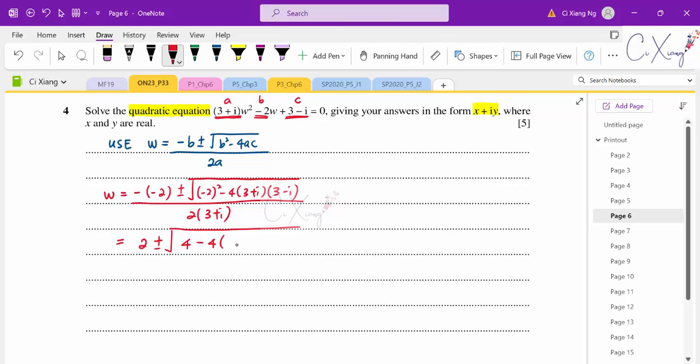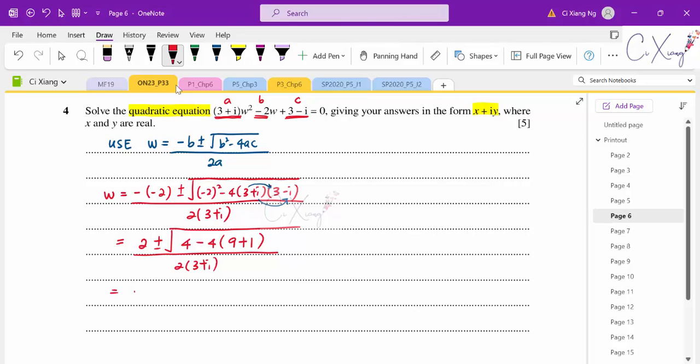I want to expand this bracket inside the square root. So if I expand this bracket, 3 times 3, you get 9. Then i times negative i gives negative i squared. Now i squared is negative 1, so you're having negative negative 1, which is a positive 1. So it becomes 9 plus 1. Then plus 3i minus 3i will cancel each other off. So our bracket here, after you expand, is 9 plus 1, times 4. Then divided by 2 times 3 plus i.